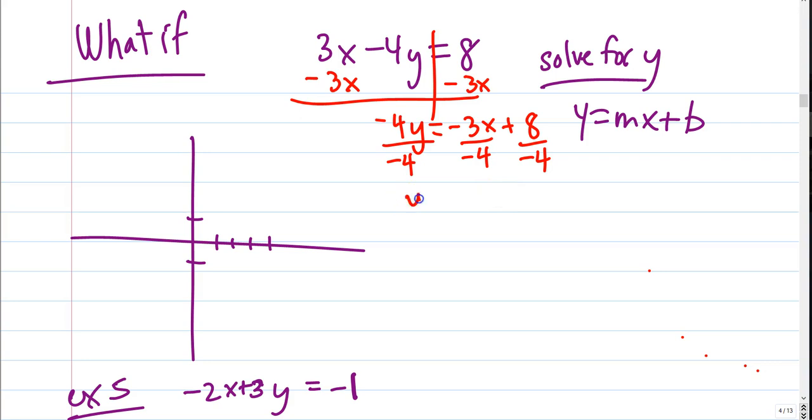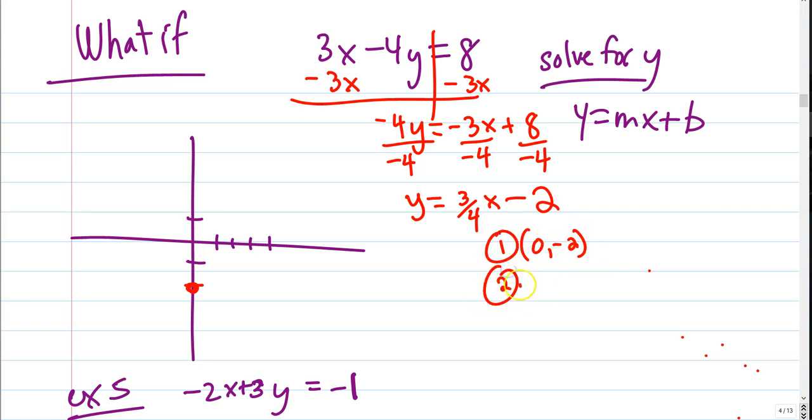So now we have y is equal to negative divided by negative, so positive 3/4 x, minus 8 divided by 4 is 2. So we have a y-intercept of negative 2 and a slope of 3/4. So from there it goes up 1, 2, 3, and right 1, 2, 3, 4. And really those are the only 2 points I need to draw a line.